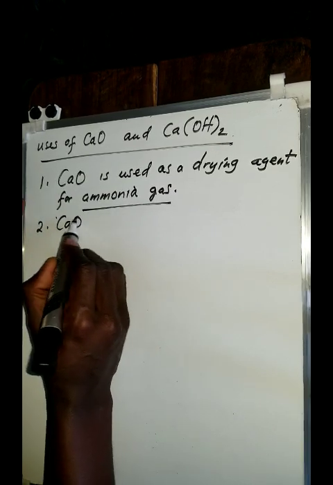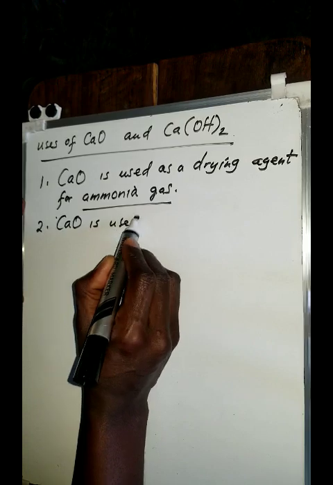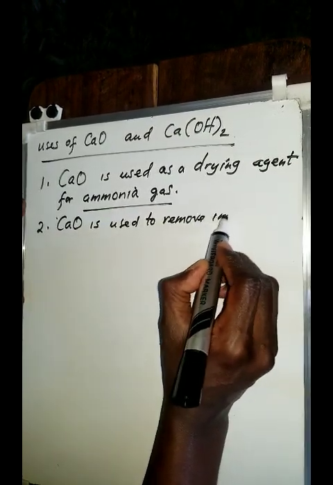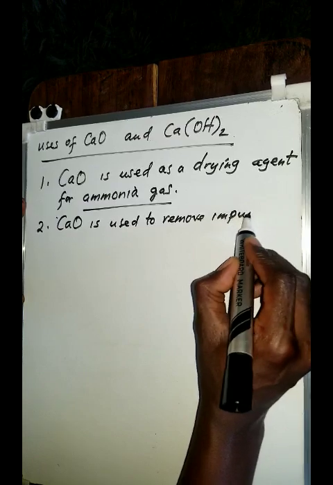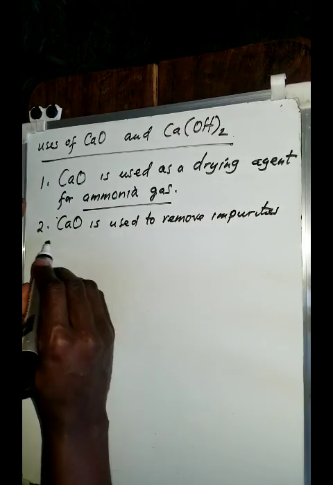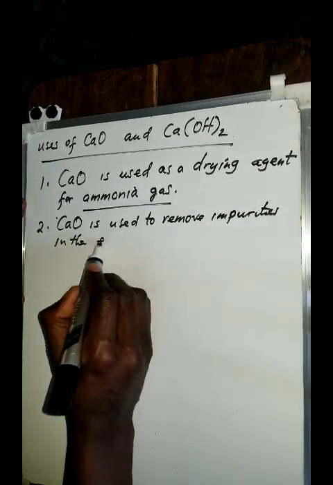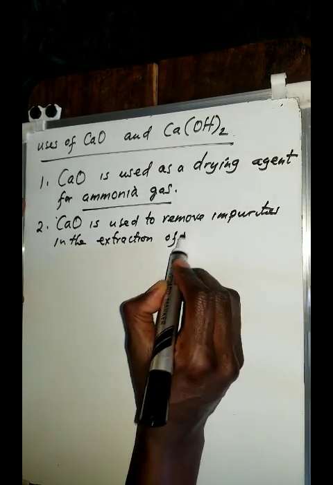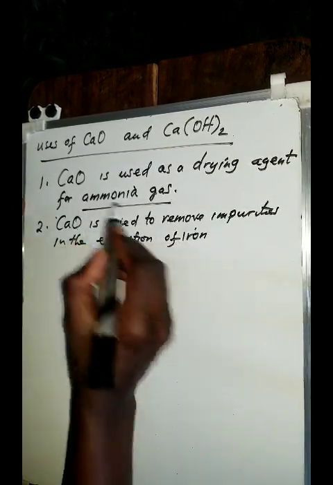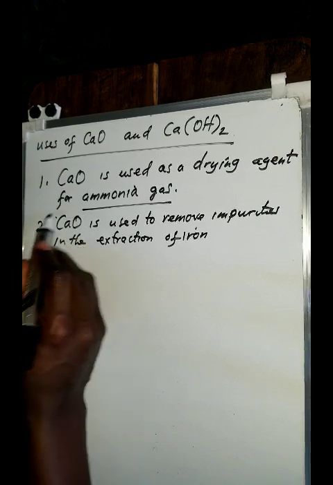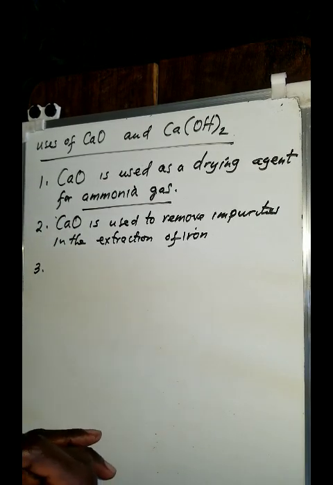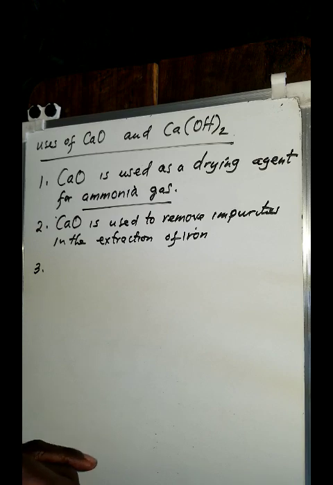We can also say that calcium oxide is used to remove impurities in the extraction of iron. So it is the calcium oxide, remember, like I explained, that is going to react with the sand, the impurities, the silicon dioxide, to produce slag. So that is what is going to happen.